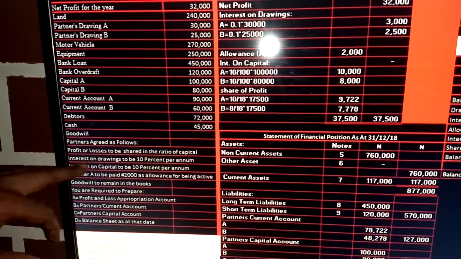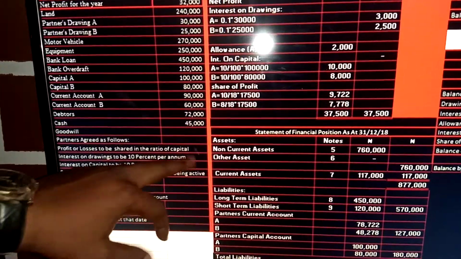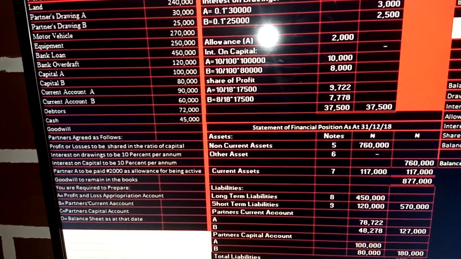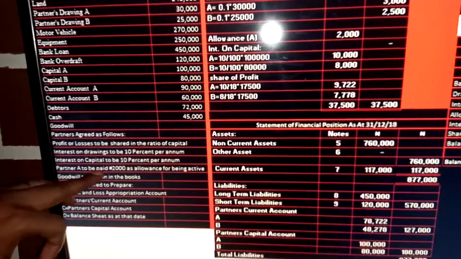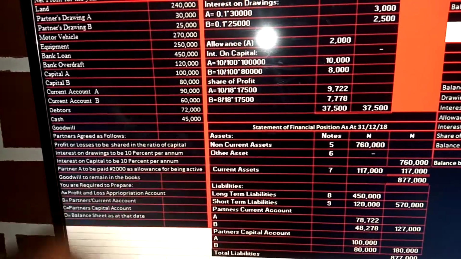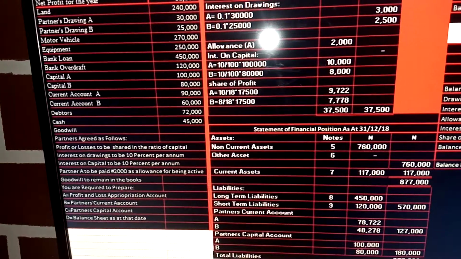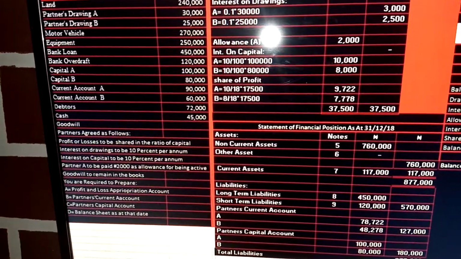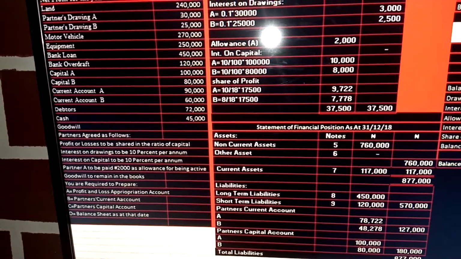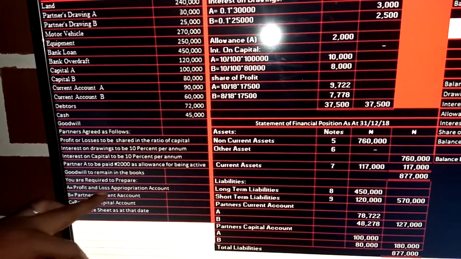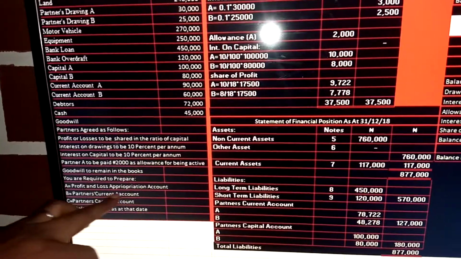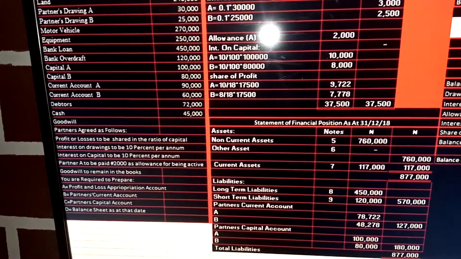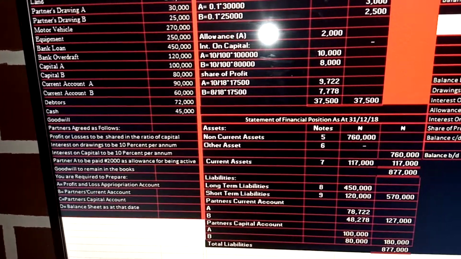They now said interest on drawings to be 10% per annum, interest on capital to be 10% per annum, and Partner A to be paid 2,000 naira as allowance for being active. Goodwill is to remain in the books, but goodwill is 0, so let's assume there's no value for goodwill. You are required to prepare the profit and loss appropriation account, partners' current accounts, partners' capital accounts, and the balance sheet as at that date. So what's the first one there?